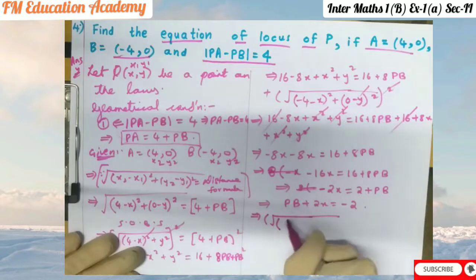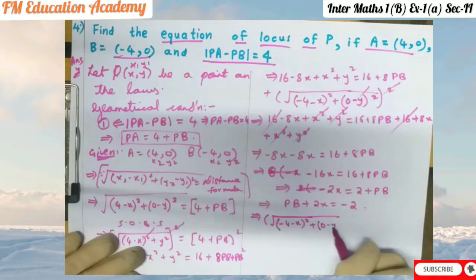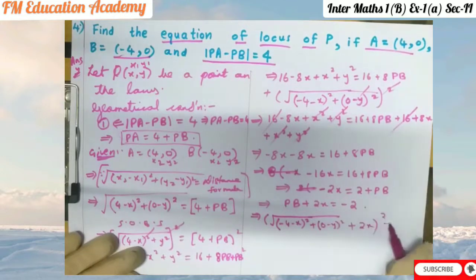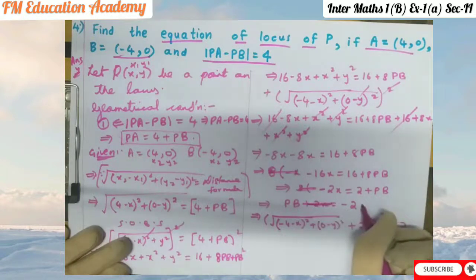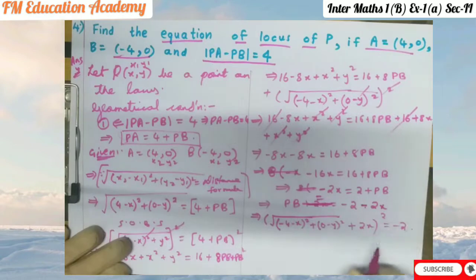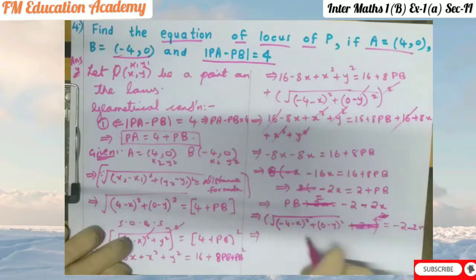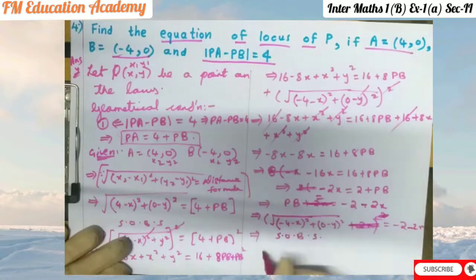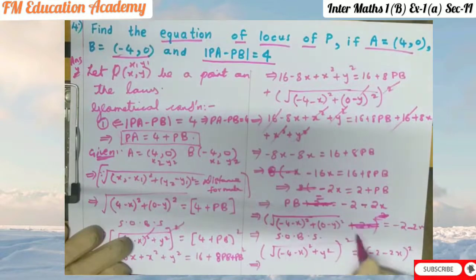Minus 4 minus x whole square plus 0 minus y whole square plus 2x whole square is equals to minus 2. So pb is equals to minus 2 minus 2x. Okay. Now we'll square on both sides. So what it becomes? Squaring on both sides. Root of minus 4 minus x whole square plus 0 minus y square whole square is equals to minus 2 minus 2x whole square. Root and square will get cancelled.